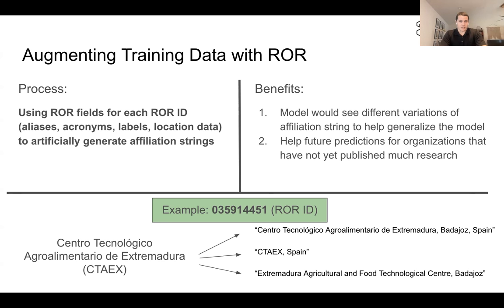So I just gave a quick example on the bottom for this specific ROR ID. Maybe you use the acronym and then maybe it's just the country, or maybe it's the English translated version of the institution and then the state or the city that it's in. So there's a lot of different combinations that you could have. And we found a lot of benefits from using this artificially created data when we analyzed the results afterwards.